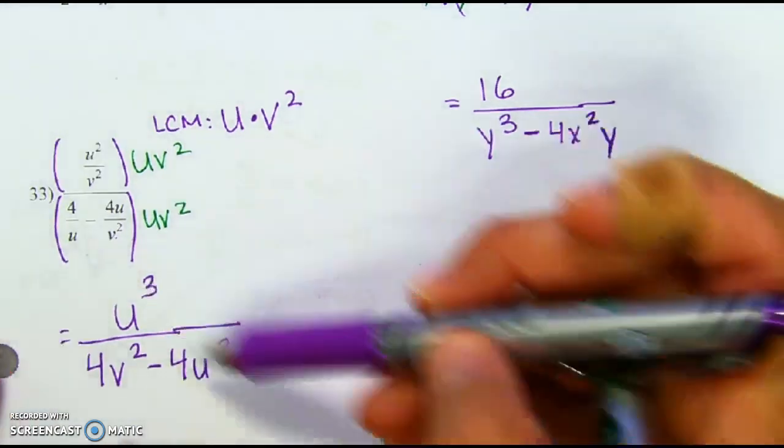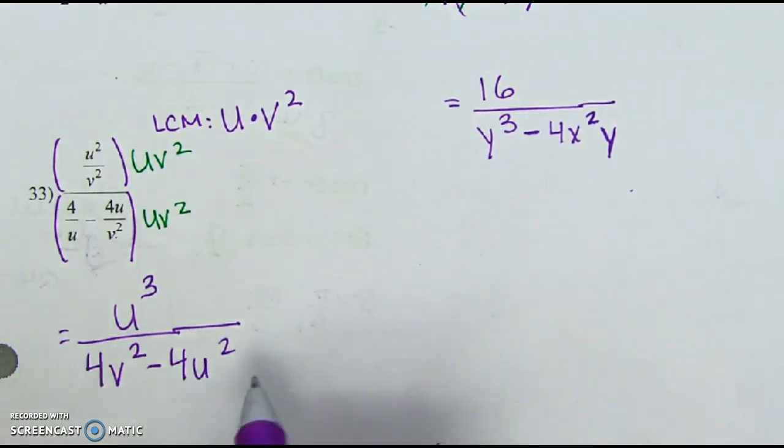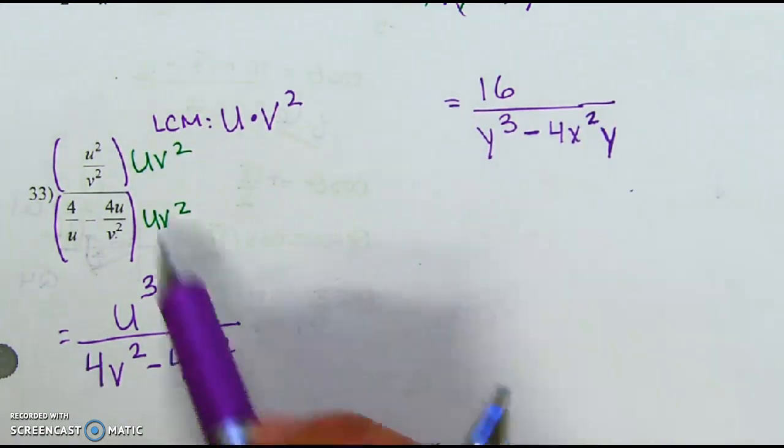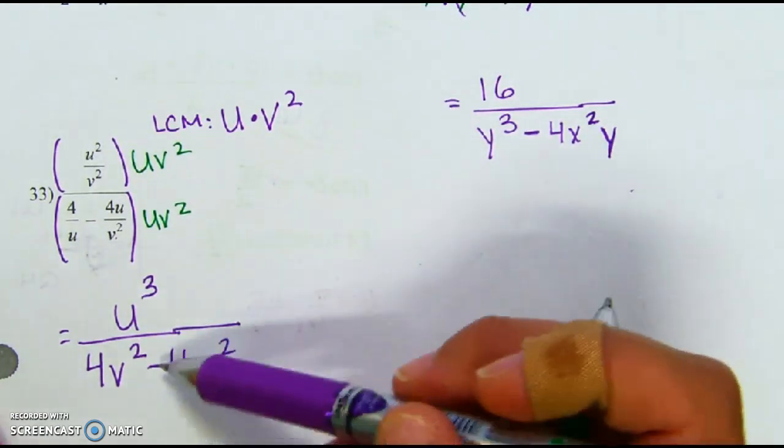Can you cancel these u's here? No, you'll get 0. I don't care if you spent 10 minutes on this and you canceled everything right. It's extra credit. It has to be perfect. You cannot cancel these u's because of the minus sign.